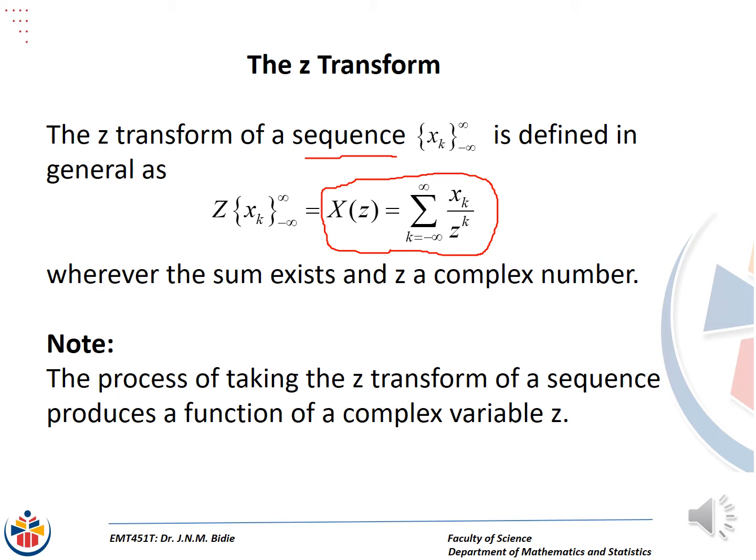So all the time we're looking for the Z transform, we'll always have z in the denominator, wherever the sum exists and z is a complex number. Note that the process of taking the Z transform produces a function of a complex variable z. So every time we take the Z transform of a given sequence, we will have a function which has variable z.